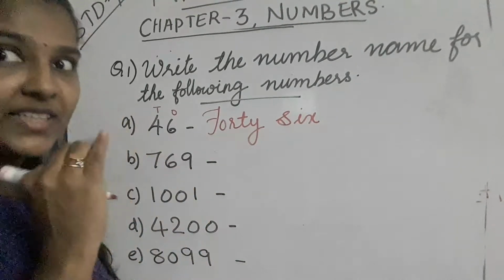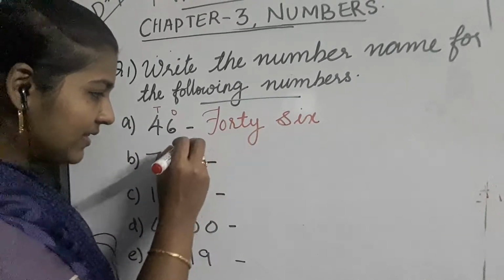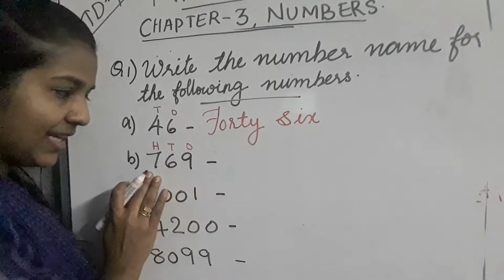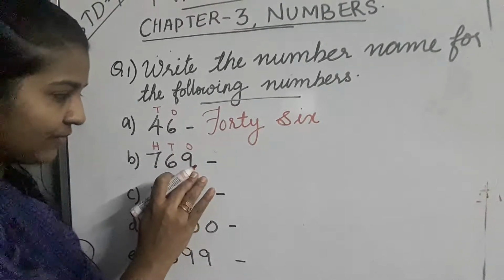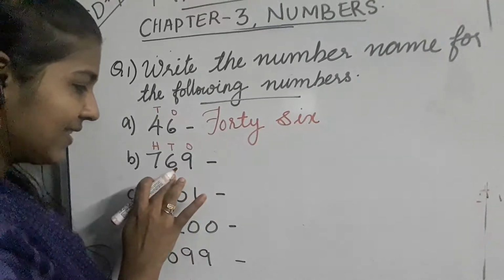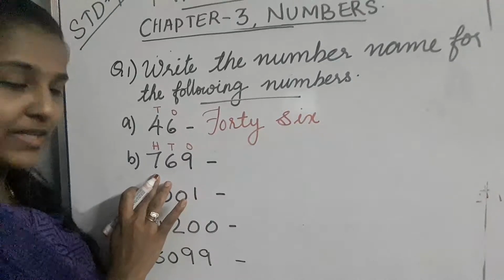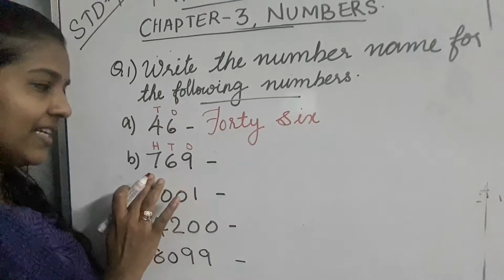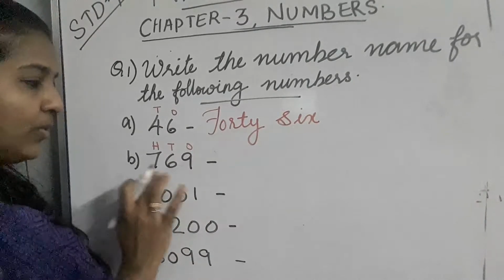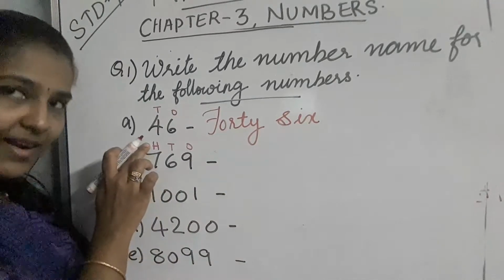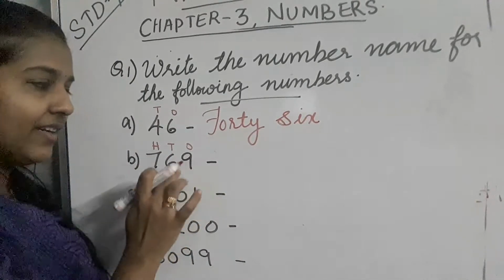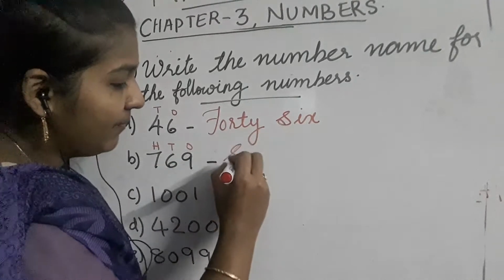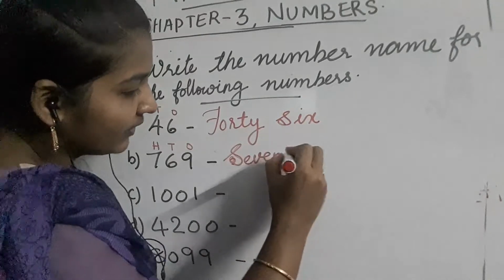Now look at the second number, 769. This number has 3 digits in it, isn't it? That are ones, tens and hundreds. So it has the places ones, tens and hundreds. And 9 is in ones place, 6 is in tens place and 7 is in hundreds place. So it has 9 ones, 6 tens and 7 hundreds. How to read this number? Tens and ones together you can take 69. So the answer is 769.